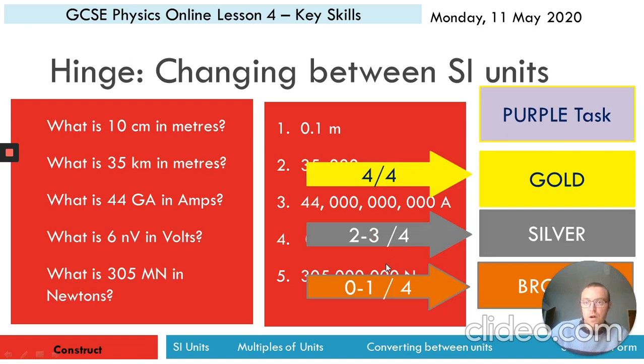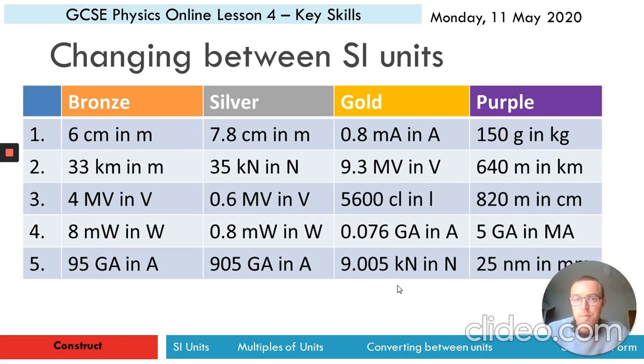Okay, if you got 5 out of 5, go for gold. I know it says 4 out of 4, but 5 out of 5, go for gold. If you got 2 to 4, go for silver. If you got 1 right, or you don't really know what's going on, have a go at the bronze ones. Once you get the hang of it, you'll see it's quite straightforward. See if you can do all of them. Here we go. Bronze, silver, gold, purple. I'd like you to pause the video and have a go at the unit conversions. I'm going to go through the answers right afterwards.